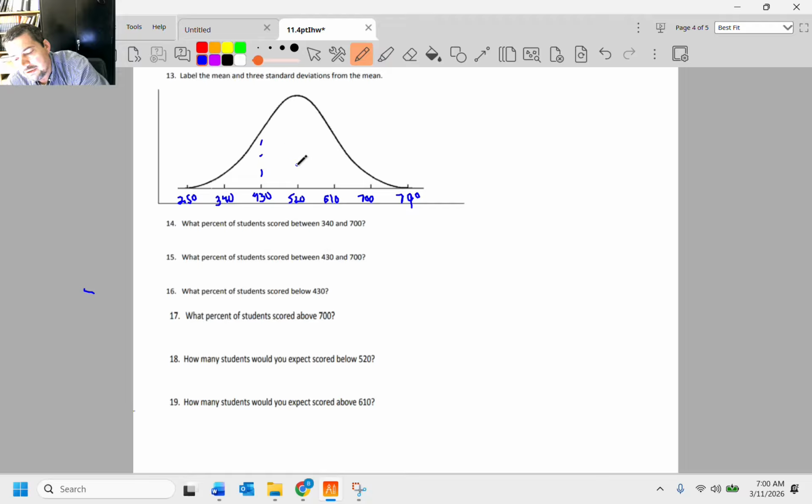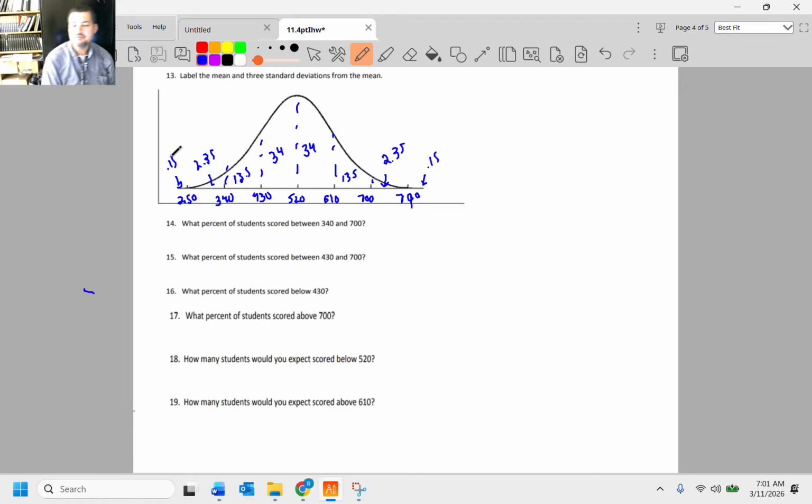This is not a very good looking bell curve, but I'm going to put my percentages in, 34 and 34%, 13.5 and 13.5. These little slivers are 2.35% apiece. And the tails are 0.15 each.